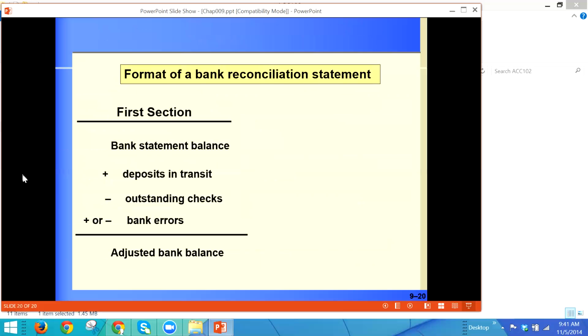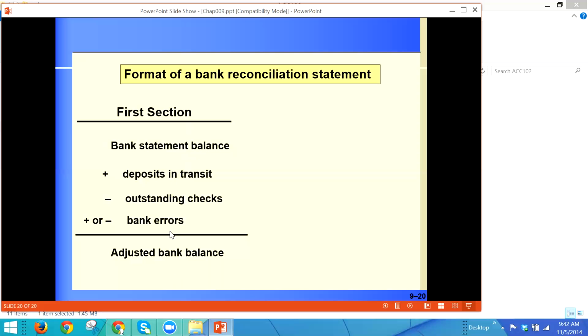And here, let me just talk about this. The first statement takes the bank statement itself, that balance, and you come down to the adjusted bank balance. So what happens here, you have an amount on the bank statement as the checking account balance. This is a statement that comes from the bank.